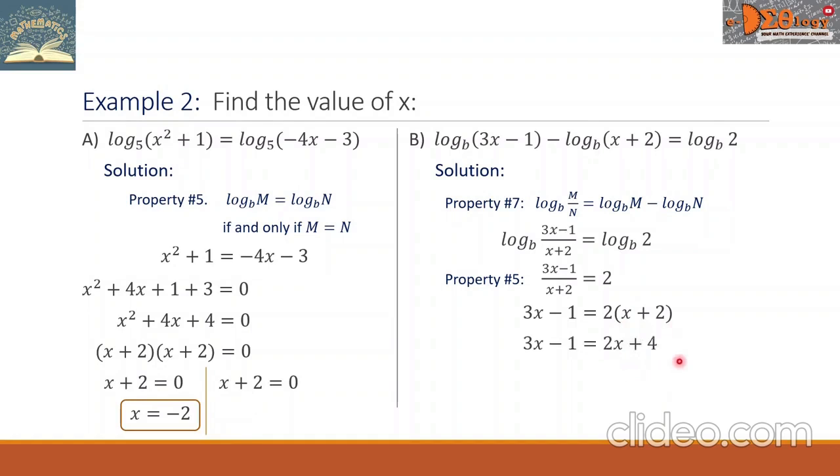Let us now solve for x. This 2x we transpose to the left, the -1 we transpose to the right. So we have 3x minus 2x equals 4, then plus 1. The left side becomes x equals the right side, which is now 5. This is the value of x for problem B.